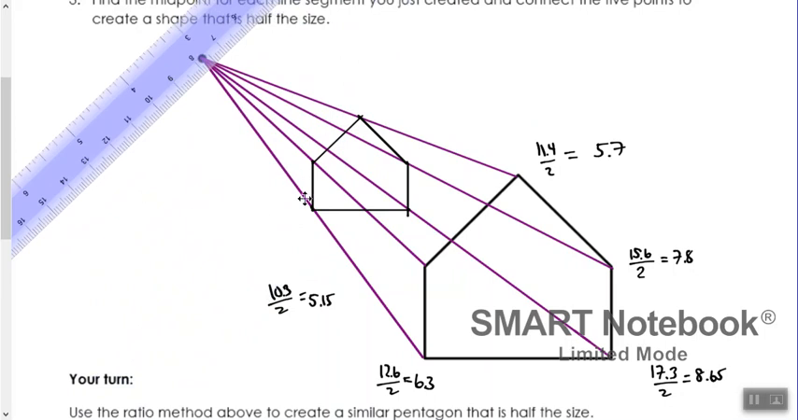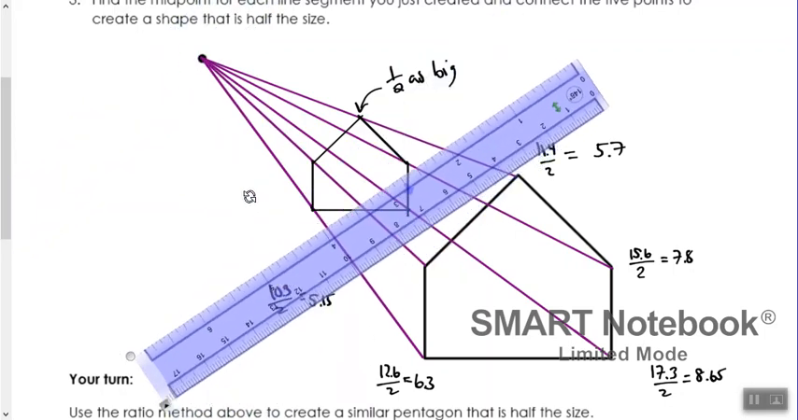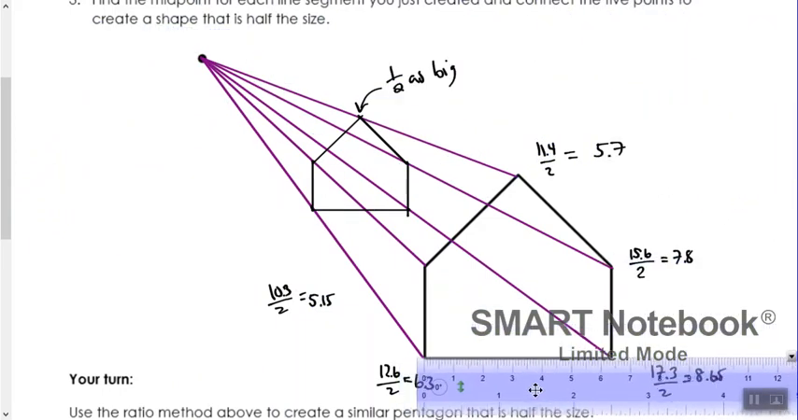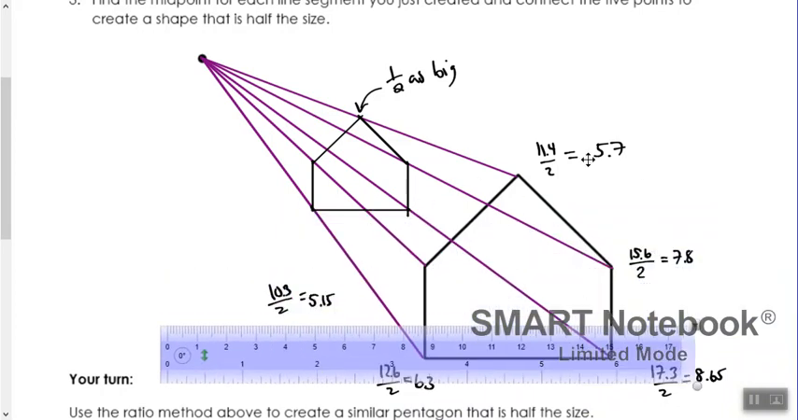You can outline this one in pen or something, and then you can erase your lines, but it's not really that necessary. But this figure is going to be half as big as this one, and we can check it. So let's take a look at a couple sides. Let's take a look at this bottom side. It's about 6.4-ish. So this should be about 3.2, which it is. So all of our sides should be half as big. Our angles should be the same.